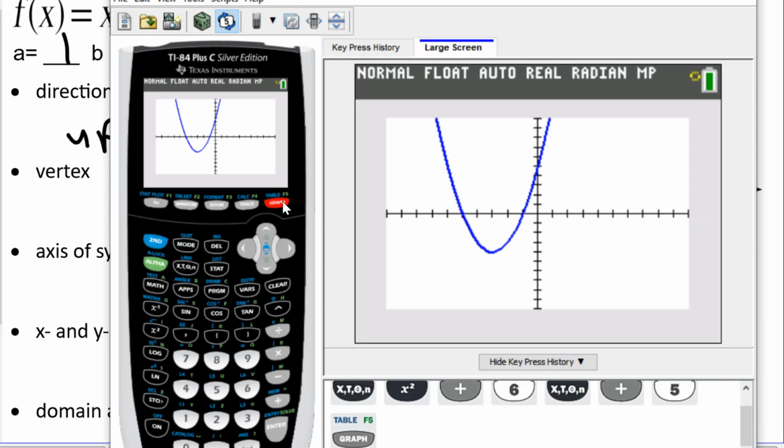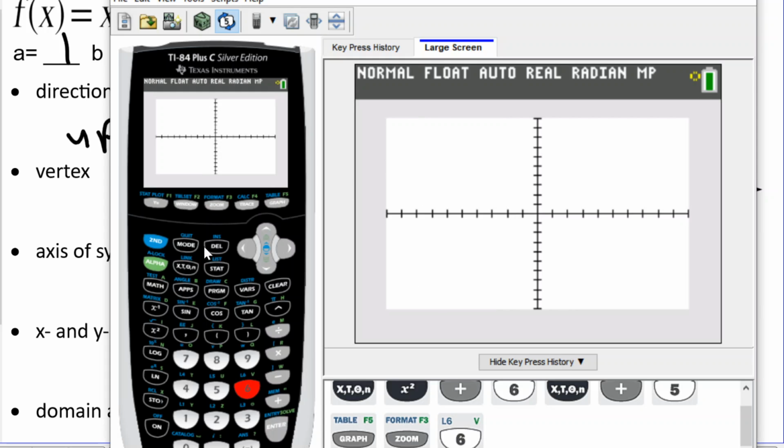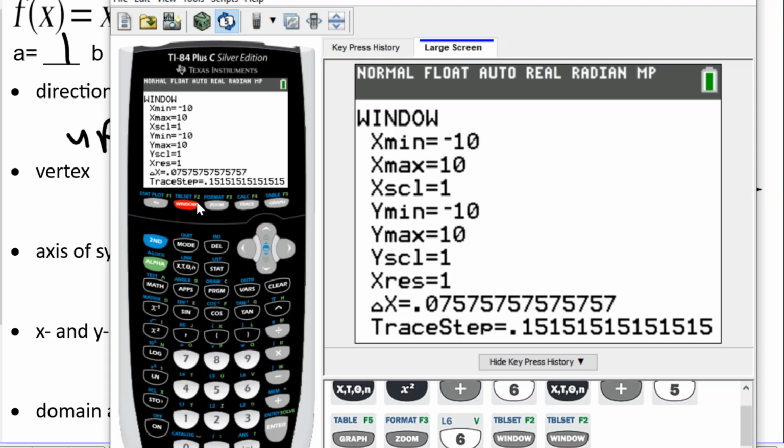My graphing window is in its standard settings. If your graph doesn't quite look like this, hit zoom and then hit the number 6. See how it says number 6 is zoom standard? That's our basic window settings. If we click window, it gives us essentially a 10 by 10 view. It lets us see negative 10 to the left and positive 10 to the right for our x min and max, negative 10 down and positive 10 up for our y's.